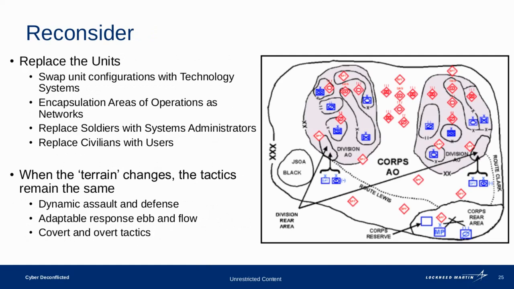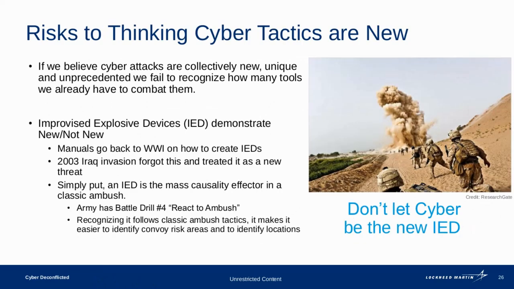Replace the units, add the technology systems, encapsulate areas of operations as networks, replace soldiers with system administrators, civilians with users. But when the terrain changes, the tactics, by and large, remain the same. There's dynamic assault and defense. There's adaptable response, ebb and flow, and covert and overt tactics. So the reason I bring this up is if we believe they're completely new, we fail to recognize how many tools we already have to combat them.